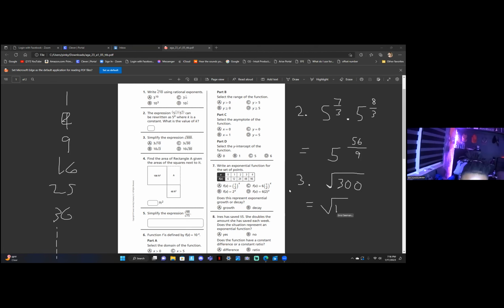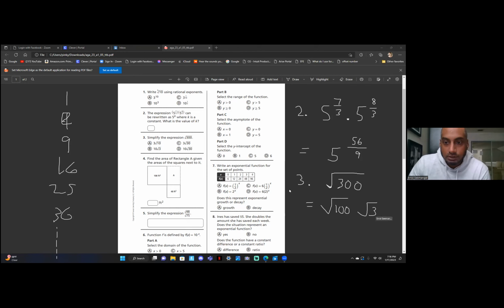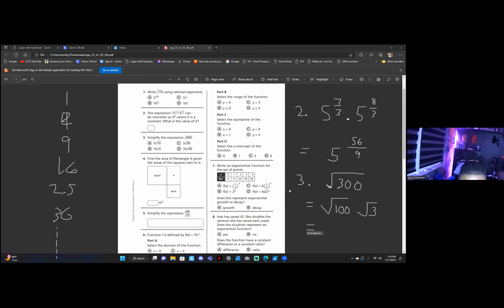Root 100? Yeah, that's the one. Root 100 times root 3. That's root 300, right? Now, what's root 100? 10. 10 root 3. There you go.